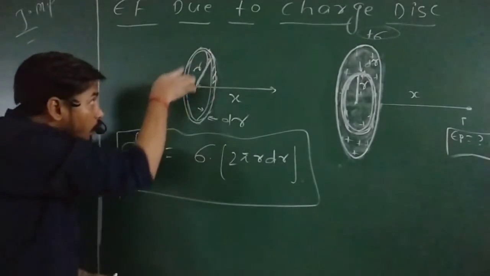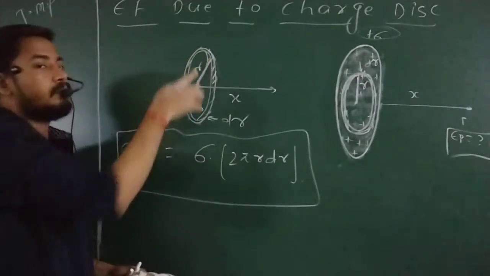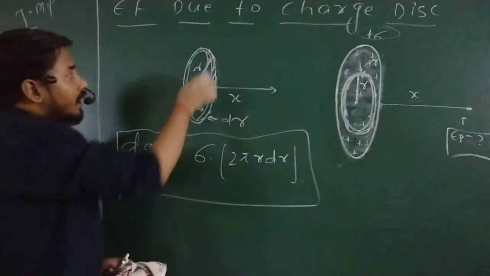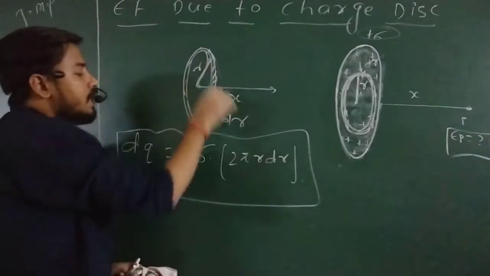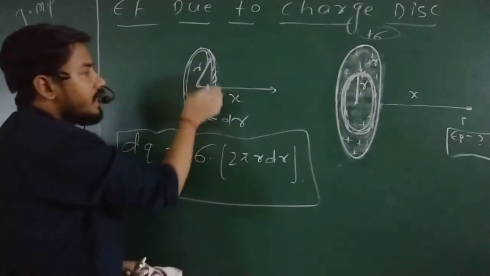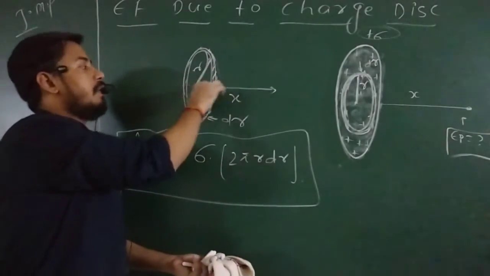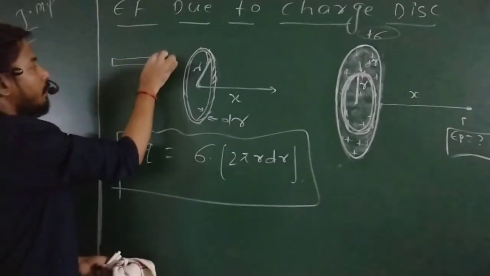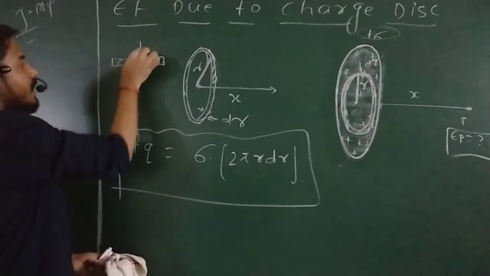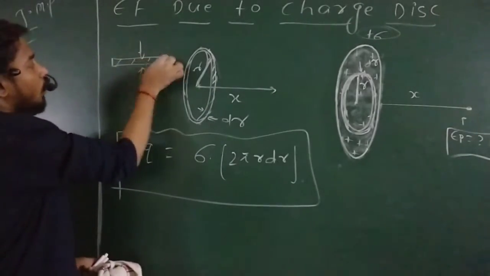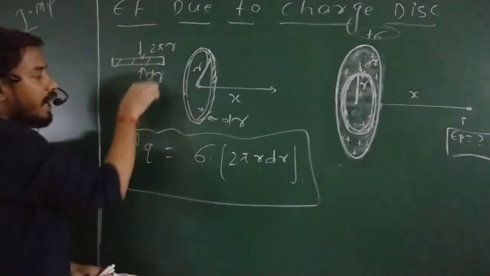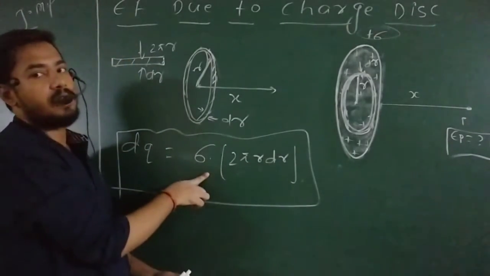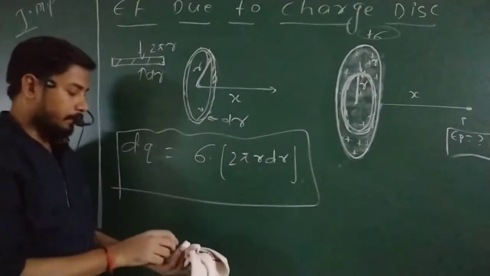So if you want to calculate the charge on this one, first of all you must calculate the area of this one. What is the length of the ring? We know the length of the ring is 2 pi r and the thickness is dr. If we cut this part, it becomes like a rectangular strip. This thickness is dr and this total length is 2 pi r. So the area becomes 2 pi r into dr, and area into sigma becomes the surface charge. So this is the charge of the ring.